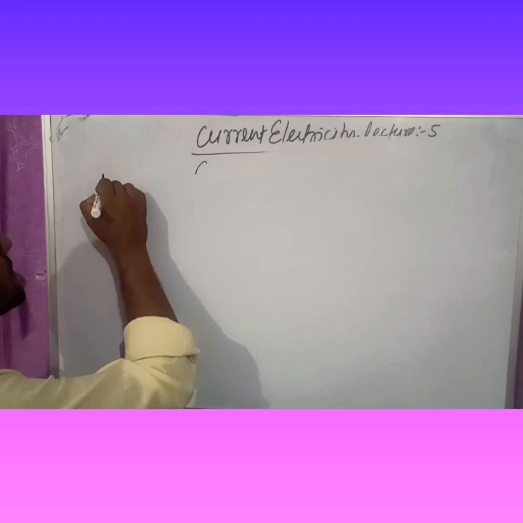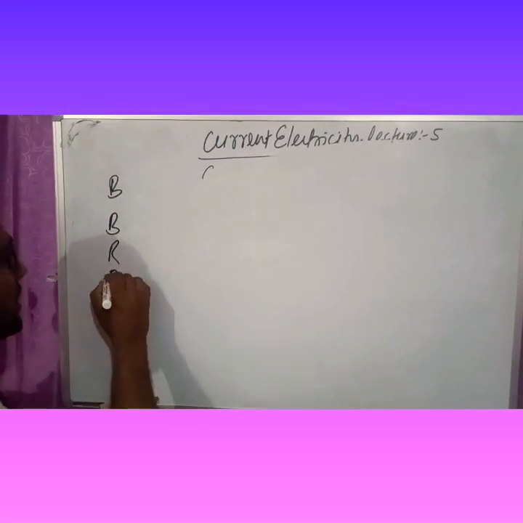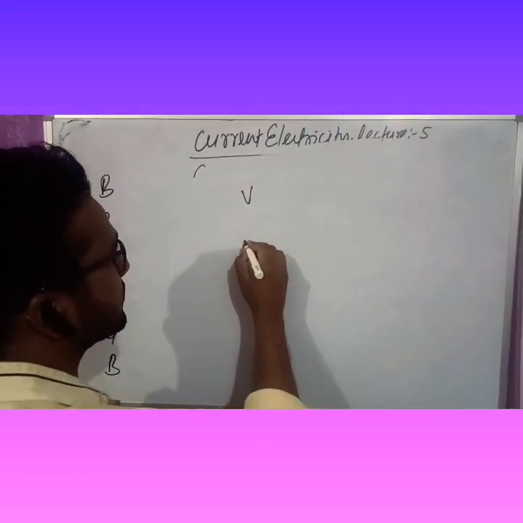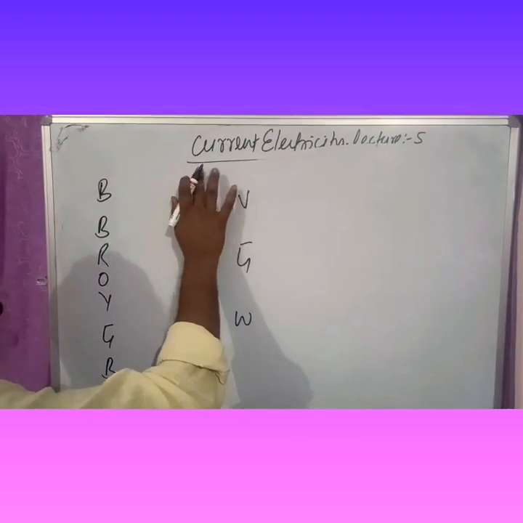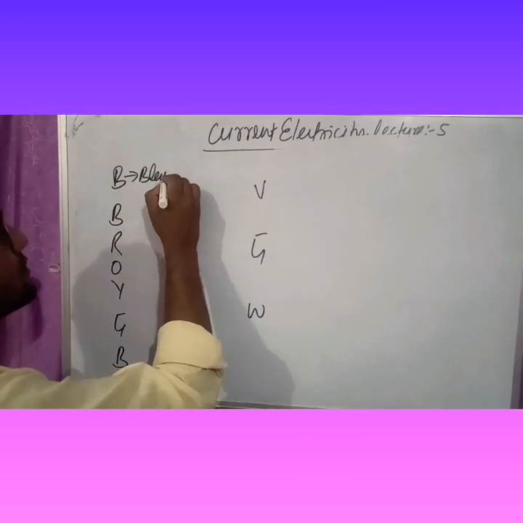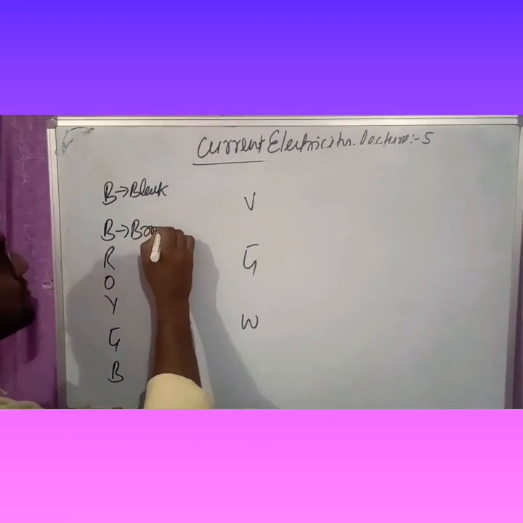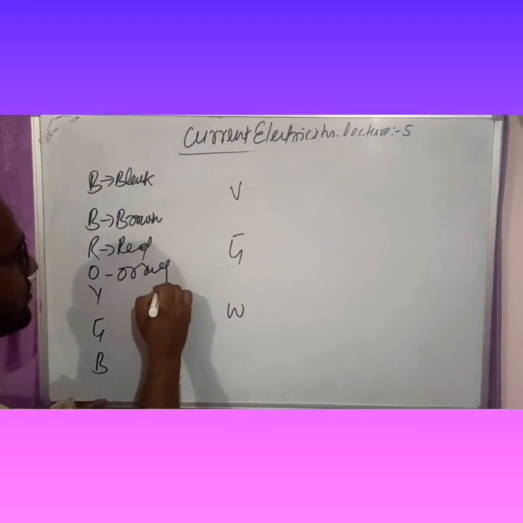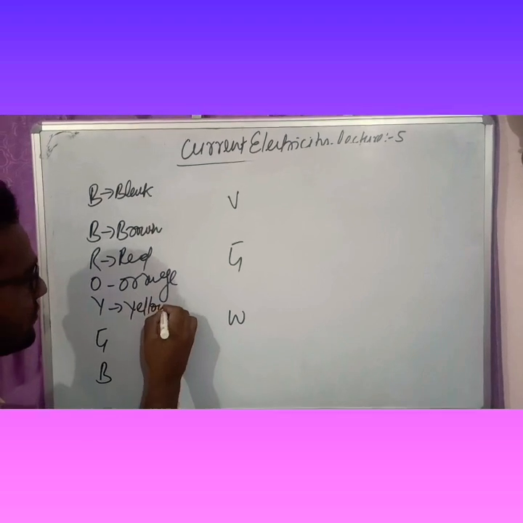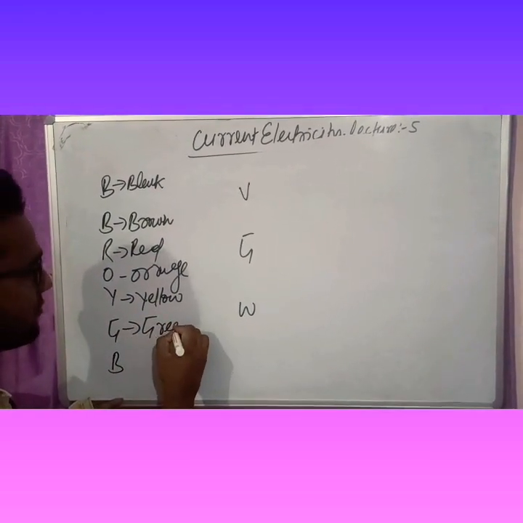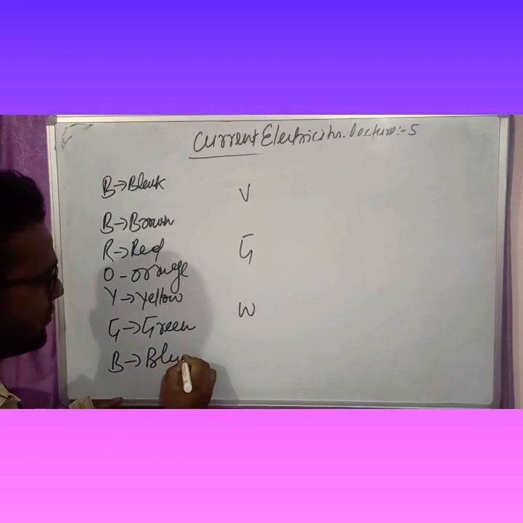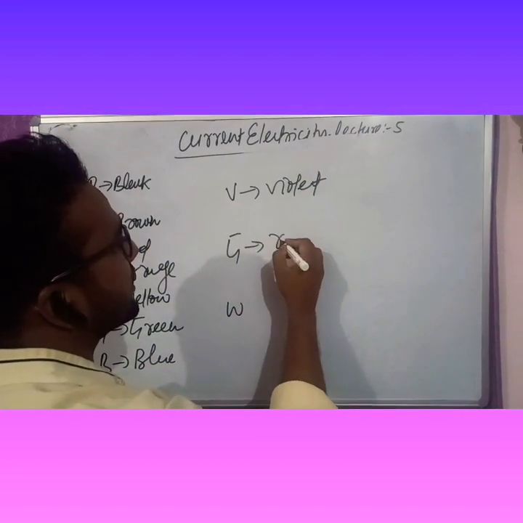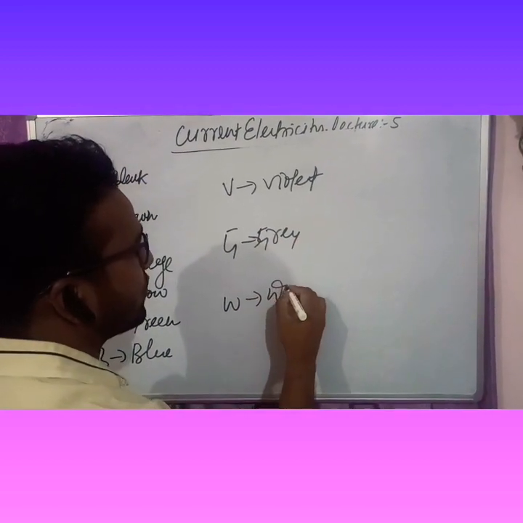First one is B. Here, what we have? B for black, B for brown, R for red, O for orange, Y for yellow, G for green, B for blue, V for violet, G for grey, and W for white.